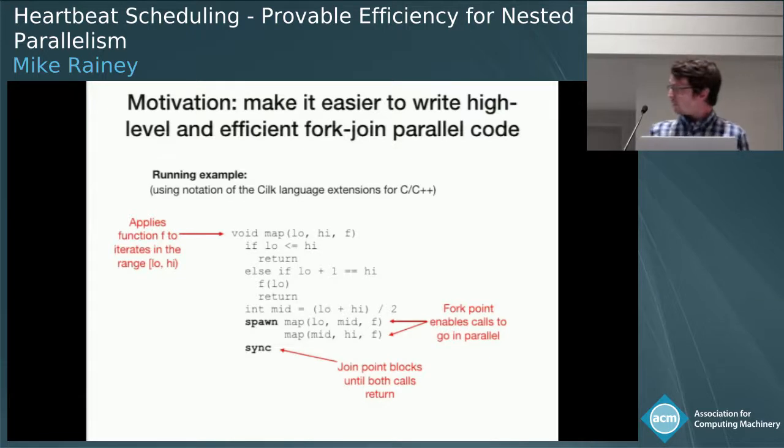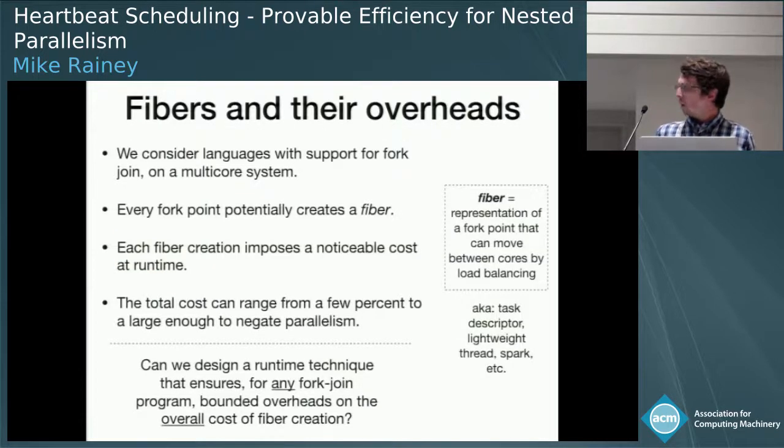In order to realize an opportunity for parallelism, I'm going to define this fiber, which is an object that can realize a fork point and actually move the parallelism in the fork point across cores, so actually realize parallelism.